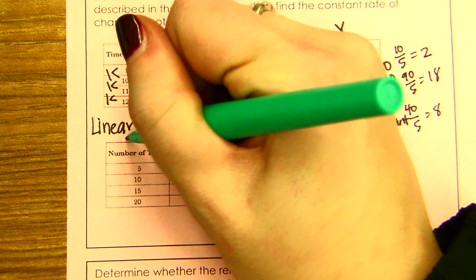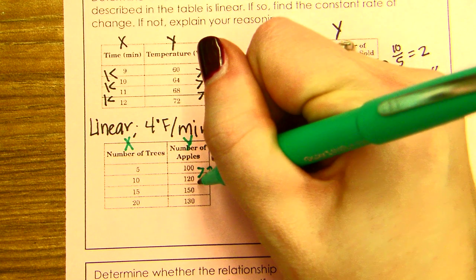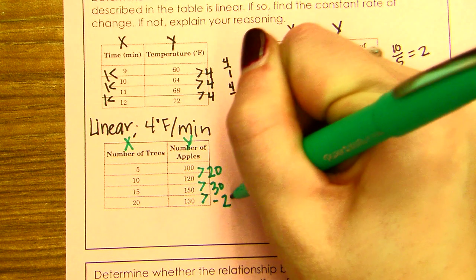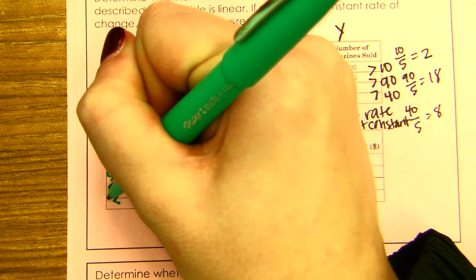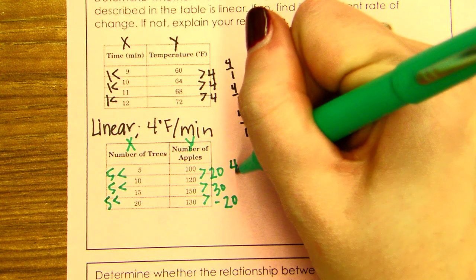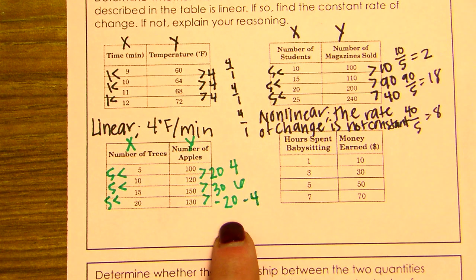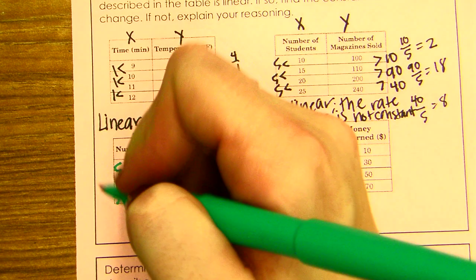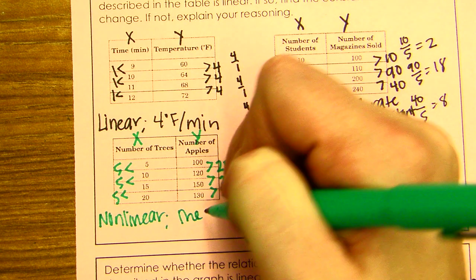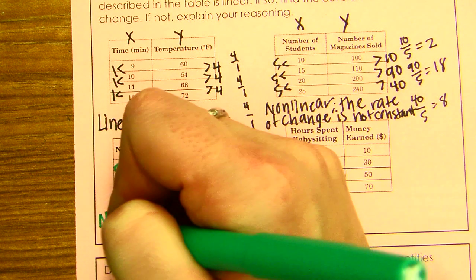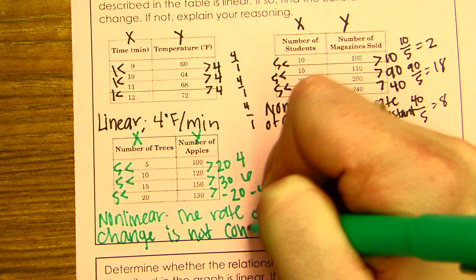This one is x and this one is y. The change here is up 20, up 30, and then down 20, so I'm going to use a negative 20. Then the change in x is 5, 5, and 5. So I have 20 divided by 5, which is 4, 30 over 5, which is 6, and negative 20 over 5, which is negative 4. And since these are not the same, it's nonlinear. So I'll say this one is nonlinear because the rate of change is not constant.